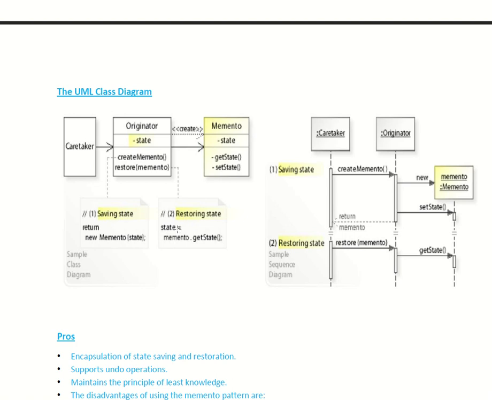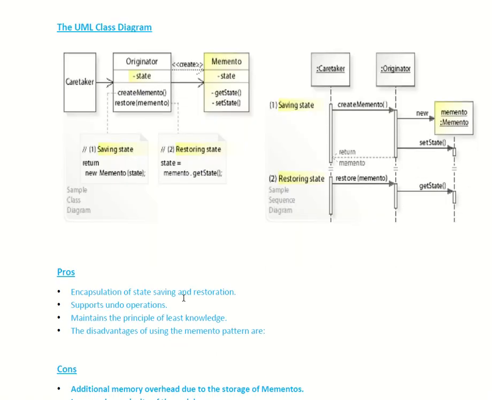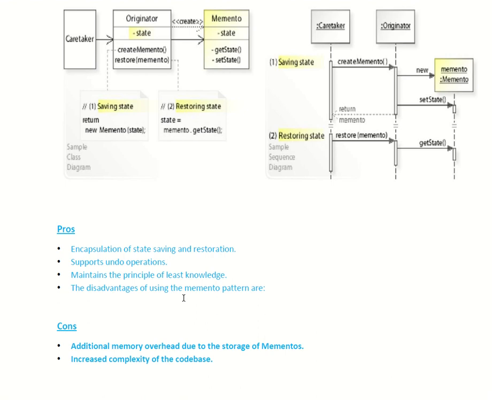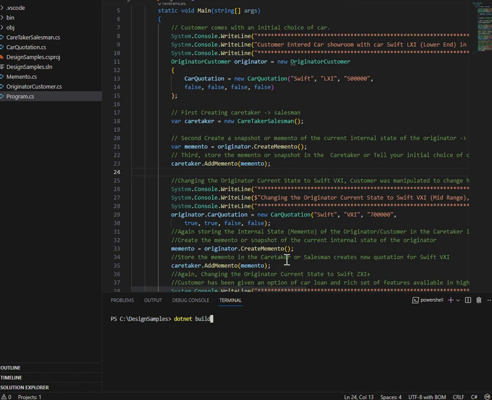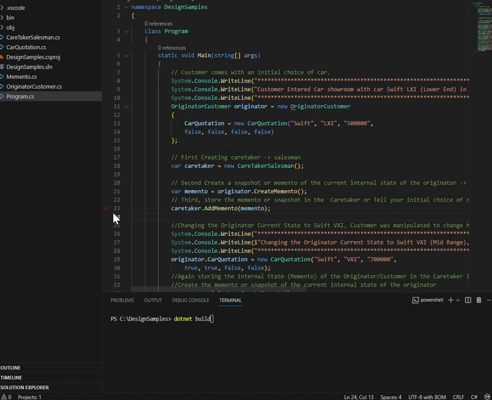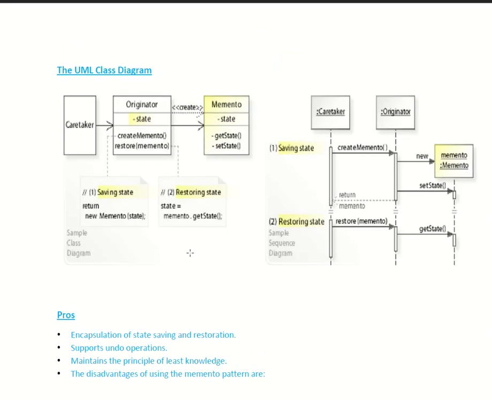Very simple. Okay, so I'm going to explain this with a demo soon. Before going to the pros and cons, let's go through the demo. Let's start with the various classes that I have created. Let's refer to our UML diagram.